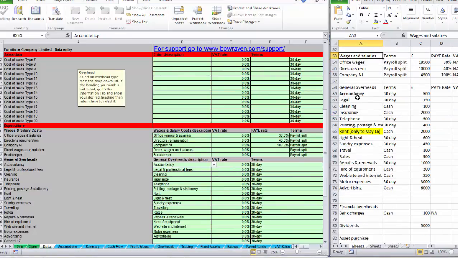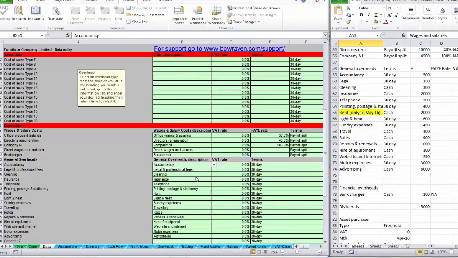Then I've got my overhead costs. Now I've set it up already on here based upon the headings that are in here, but you can quite easily just drop down and change these to whatever they are. And if your heading is not there that you have in your company, you can go and set these up on the info sheet and then select it here. So I'm going to just leave those as is.